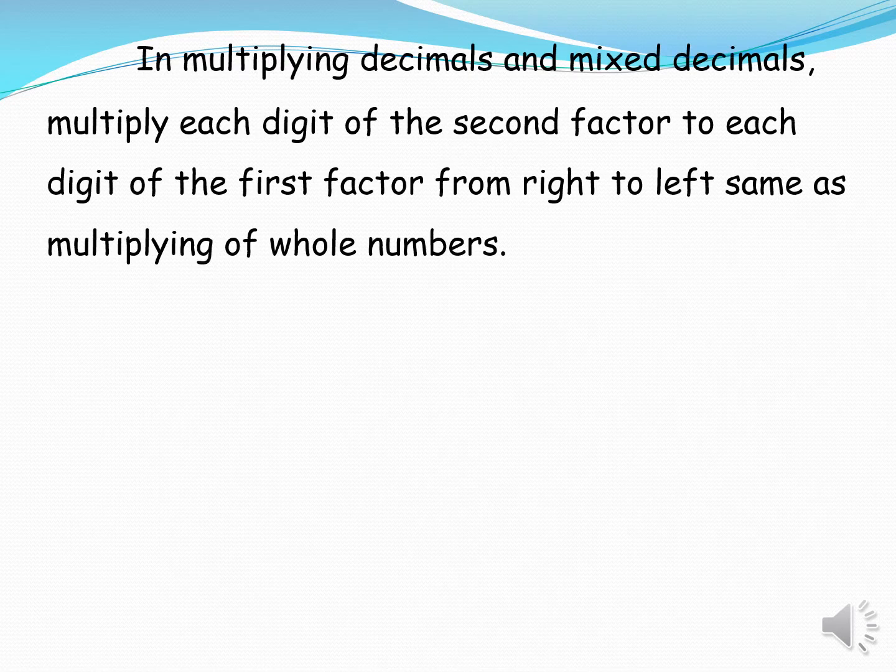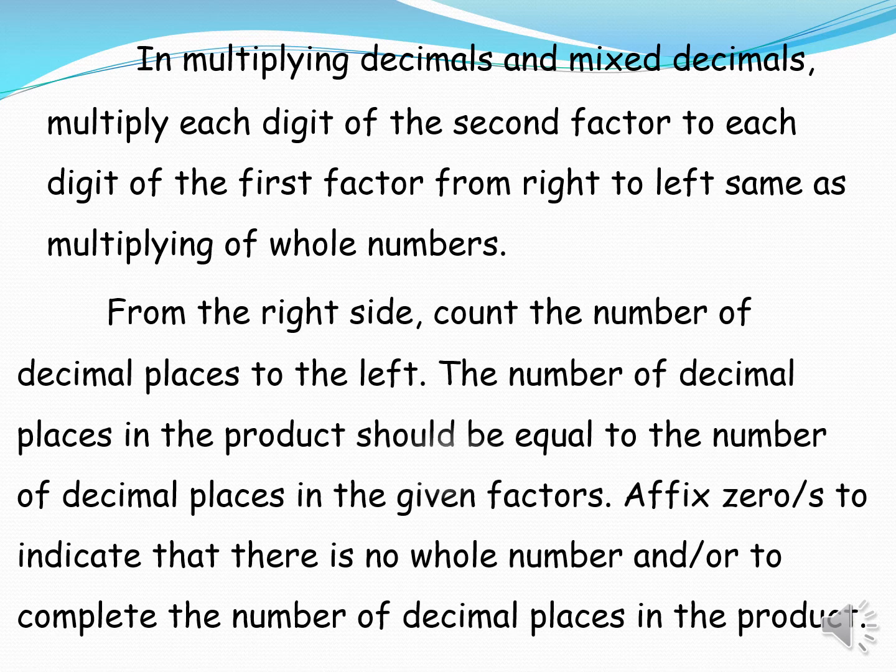In multiplying decimals and mixed decimals, multiply each digit of the second factor to each digit of the first factor from right to left, same as multiplying whole numbers. From the right side, count the number of decimal places to the left. The number of decimal places in the product should be equal to the total number of decimal places in the given factors. Affix zeros to indicate that there is no whole number and or to complete the number of decimal places in the product.